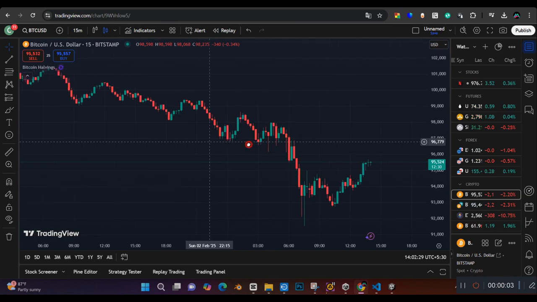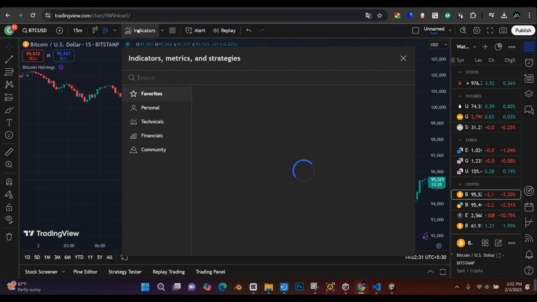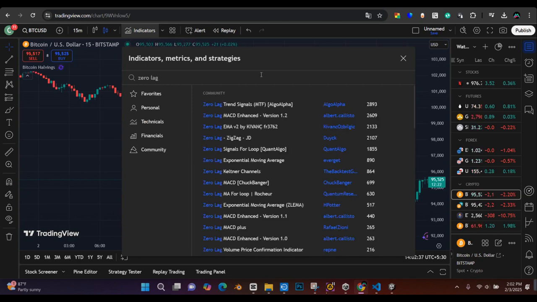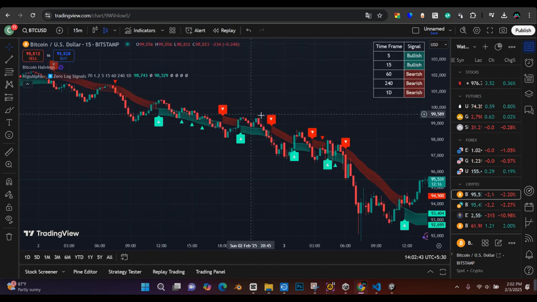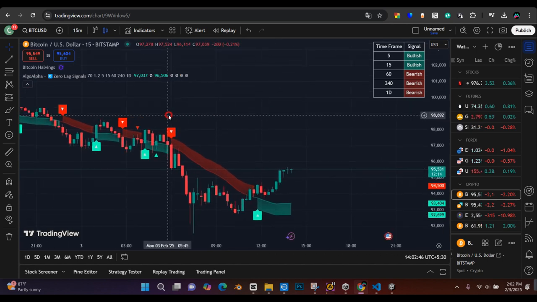First, set your chart time frame to 15 minutes. Once that's done, go ahead and search for the zero lag indicator. Add it to your chart, and this will help us get smooth, reliable signals for our strategy. With the right setup, we'll be ready to dive into the details of this powerful trading method.